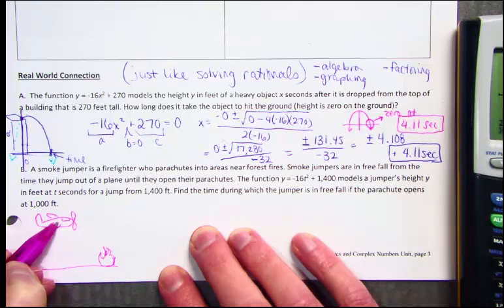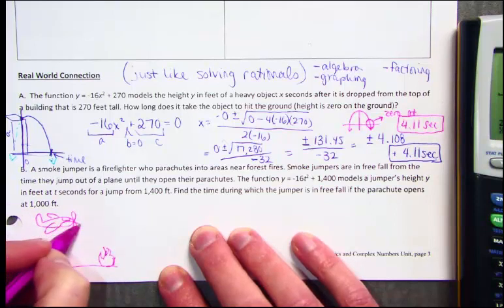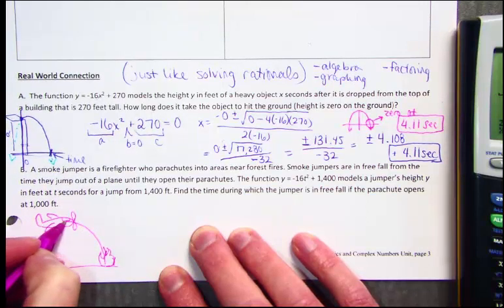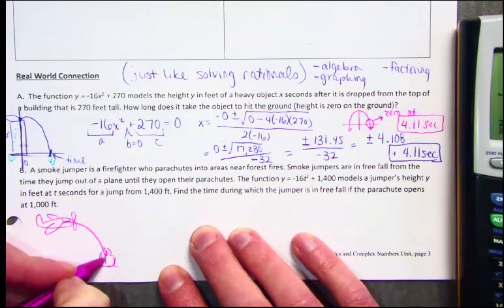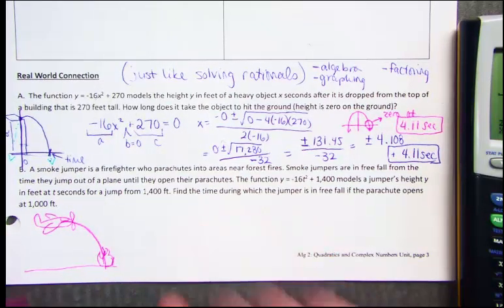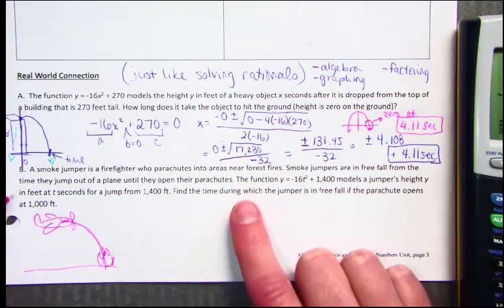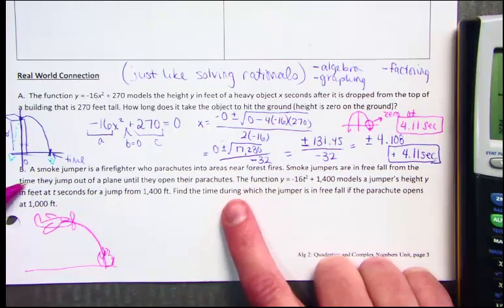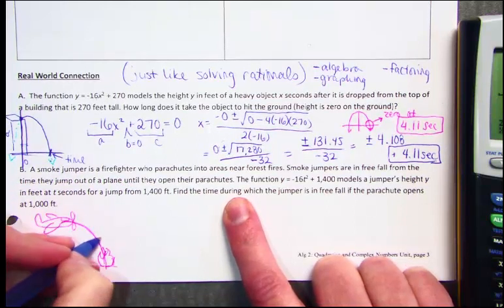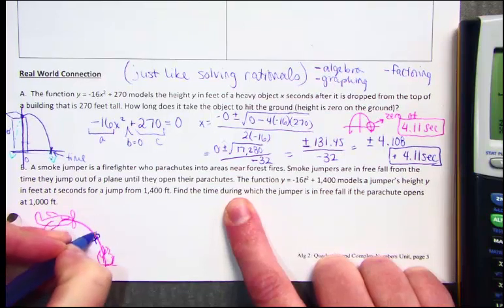When they jump out of the plane, because the plane is moving forward, they also have a parabolic path as they jump out of the plane. The plane is moving forward, and so they have a forward motion. They already have forward momentum until they fall into gravity. They're in free fall from the time they jump out of a plane until they open up their parachute. So partway down is where they're going to open up their parachute to fall the rest of the way.